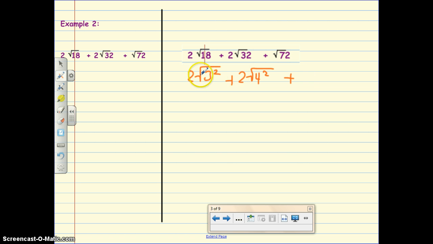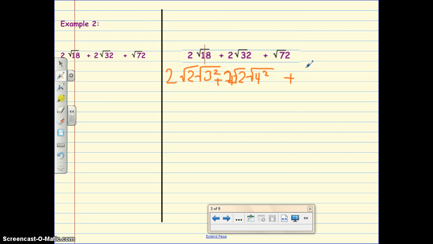Actually, let me back up for a minute. I'm noticing that this is the square root of 9, but I have to multiply by the square root of 2 to get 18, and I still need that 2 out front. I made the same little error right here. This is the square root of 16, which I have to multiply by the square root of 2, and I still need this 2 out front. So I'm adjusting my work as I go here.